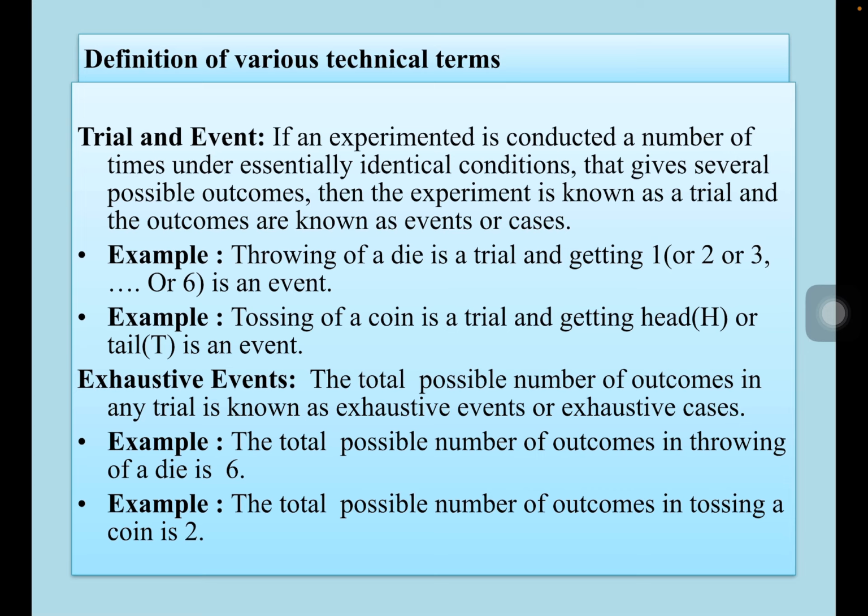Next one, exhaustive events. The total possible number of outcomes in any trial is known as exhaustive events or exhaustive cases. Example, the total possible number of outcomes in throwing of a die is 6. The next another example, the total possible number of outcomes in tossing a coin is 2, head and tail.